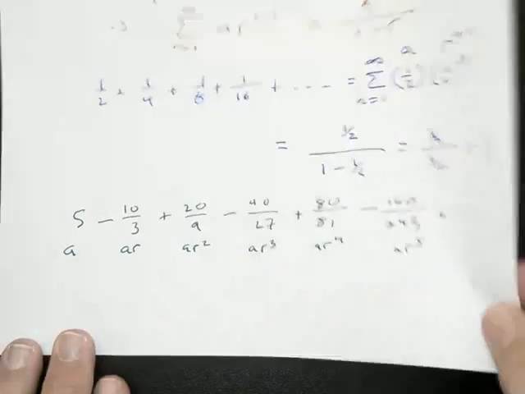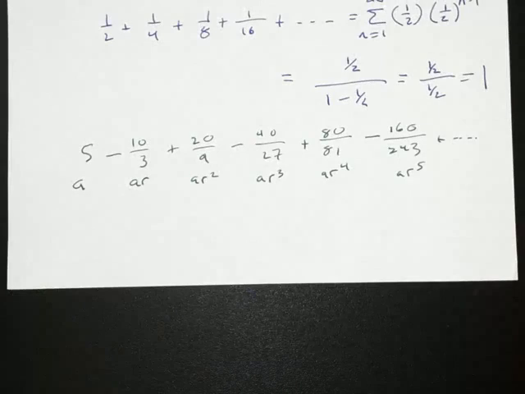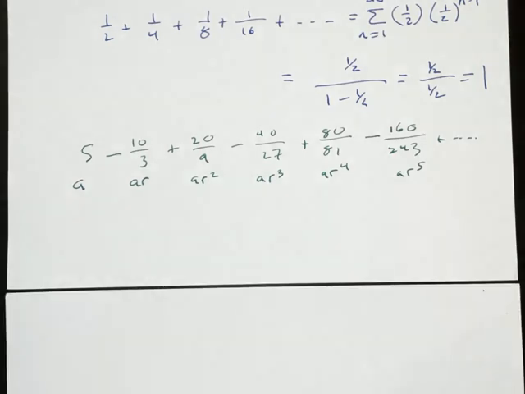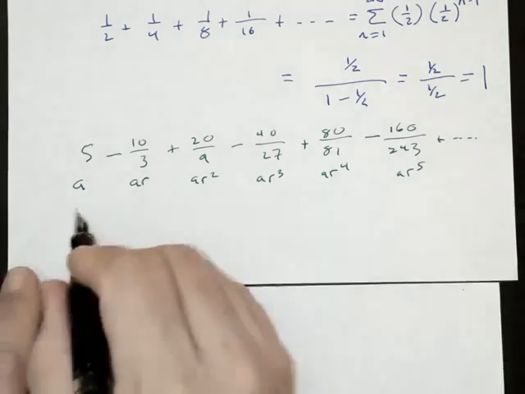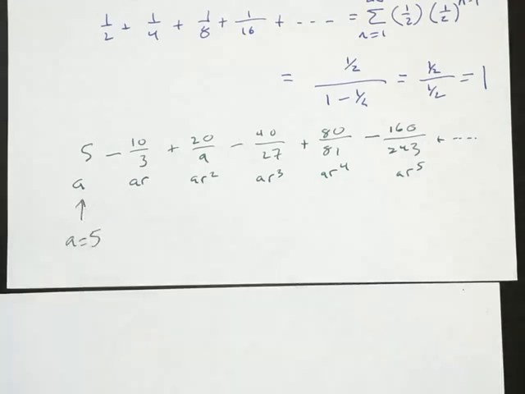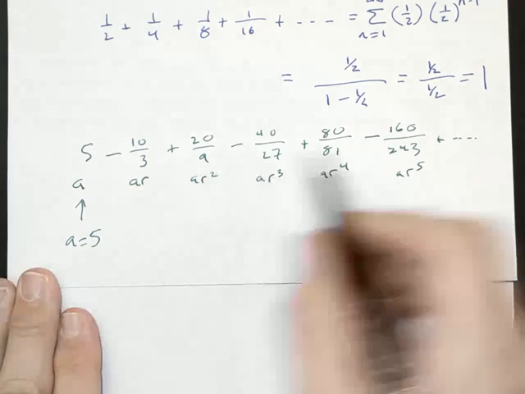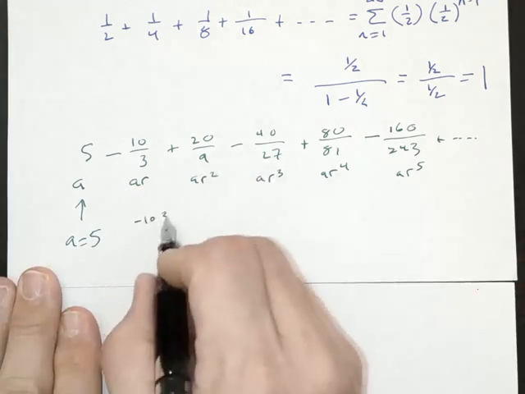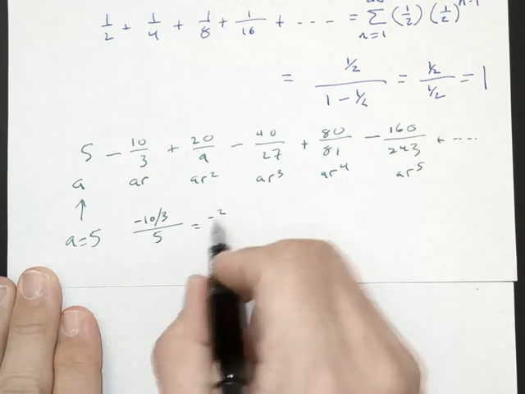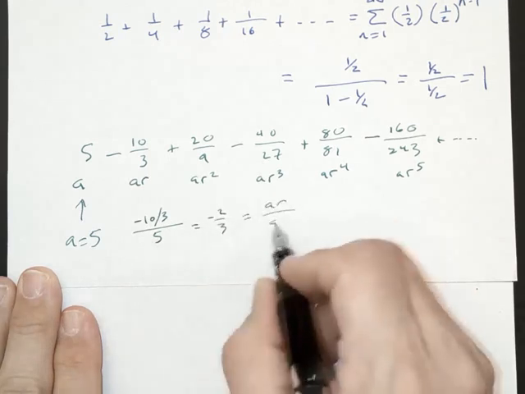So, assuming I am correct, A should be 5. And if that's the case, what's the value of R? Say again? Almost. Say it again. Negative 2/3, because notice the signs keep changing. And I can do that by saying, oh, negative 10/3 over 5 is negative 2/3, and that's AR over A, so that should be R.